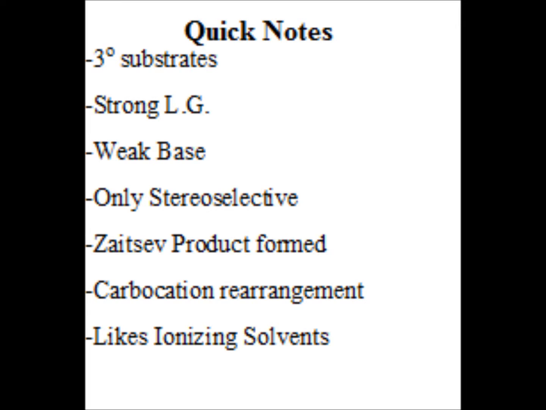Now just a basic summary of E1 reactions. Tertiary substrates are preferred because they can form a stable carbocation. You need to have a strong leaving group and a weak base. The reaction is only stereoselective, and most of the time you're going to have the Zaitsev product, or the major product, when you have the regiochemistry. It works best with ionizing solvents, and there can be rearrangement during the carbocation stage.